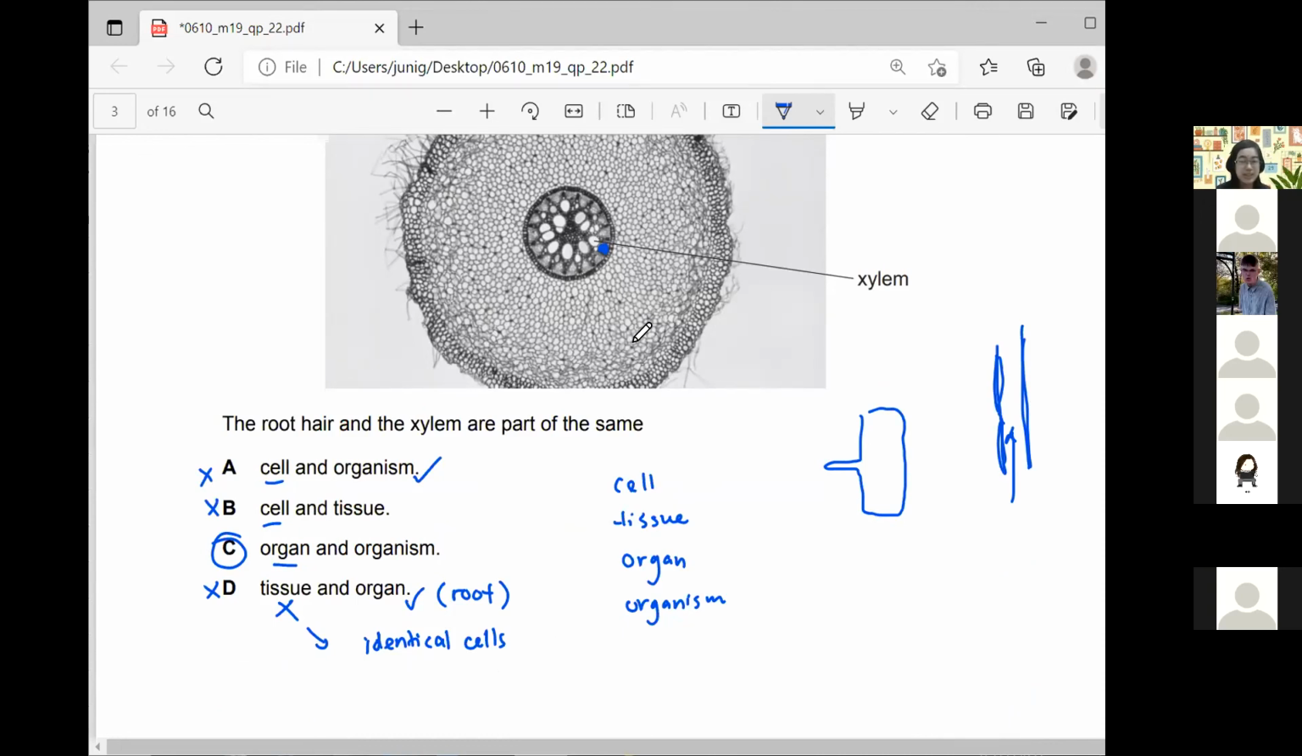So many cells together, you get tissue. Many tissues, you get organ. Many organs, you actually get an organ system. And then many organ systems, you get organism. Alright. So organ and organism, obviously correct, because organ is the root. Okay, and organism will be plant. Yes, they are part of the same root in the same plant. Okay.